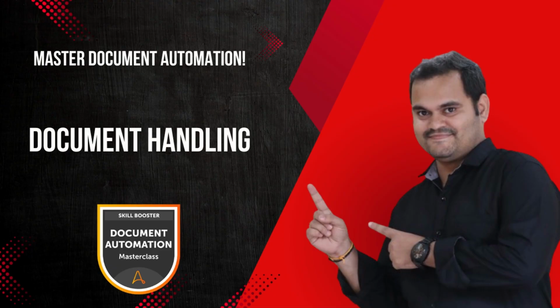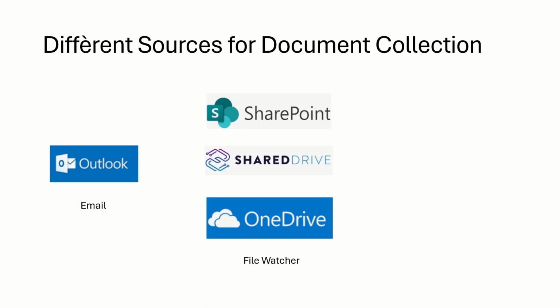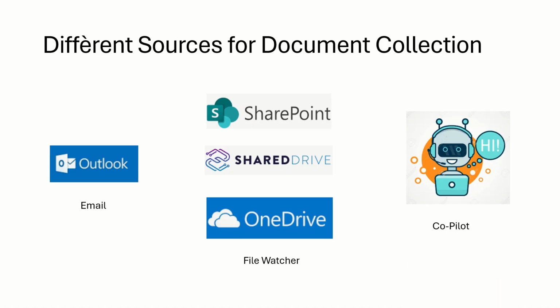My name is Ganesh. In this master document automation video series, we will learn document handling. Every organization will have a different way of getting a document from their client. For example, one might have an Outlook to get a document from their client, or they will store their documents in SharePoint or ShareDrive or OneDrive. We will call it a file watcher. Nowadays, companies are utilizing chatbots or a Copilot to get a document from their clients.